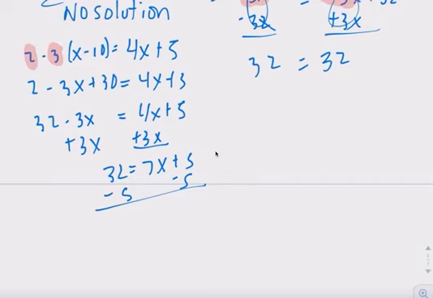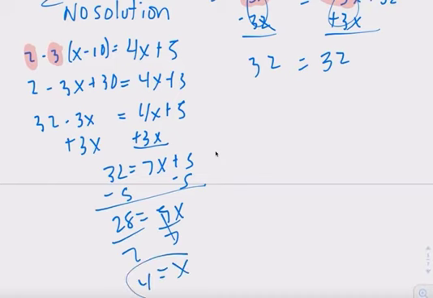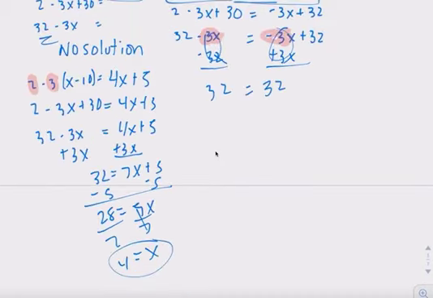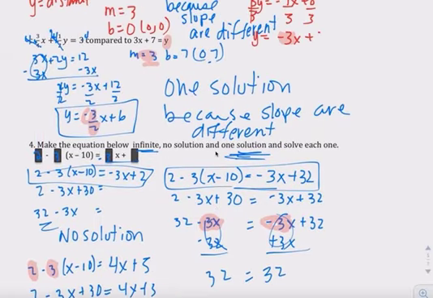I know I got lucky. This is 28, right? 28 equals 7x, divided by 7. x then equals 4. One solution. We got an answer. Okay, that's how you do these problems.